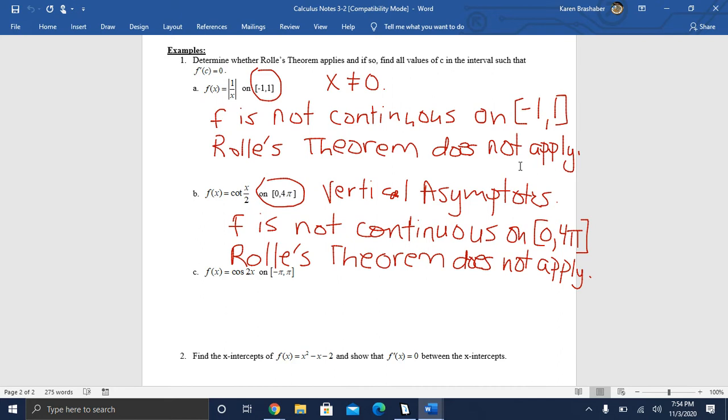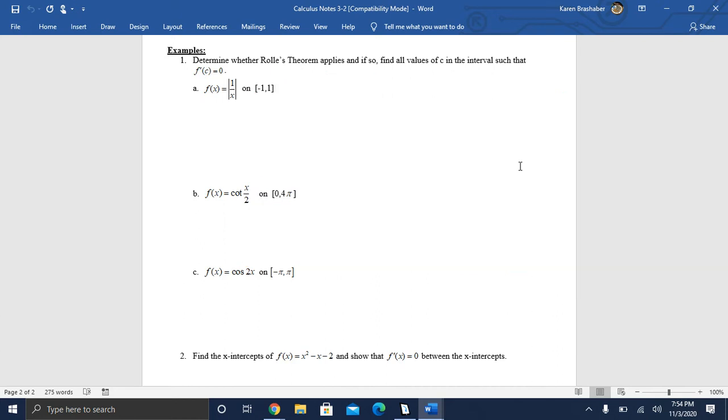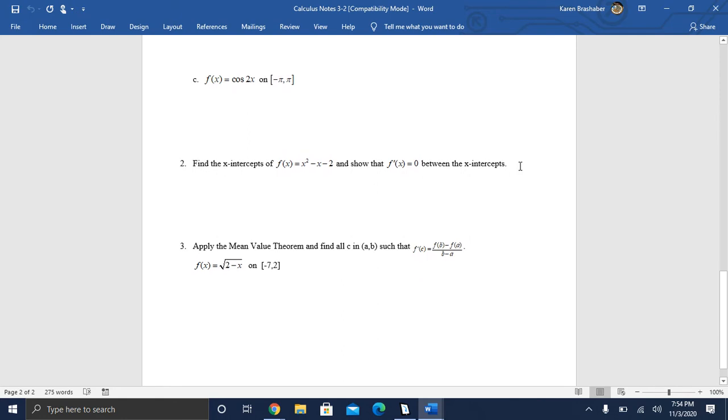Now, for C, the theorem is going to apply, and so I'm going to clear the ink and give myself a little more space to work. So on part C, I have the cosine of 2x as my function. My interval is negative pi to positive pi. So I want to make sure that I verify. So I will make the statement that f is continuous on the interval negative pi to positive pi.